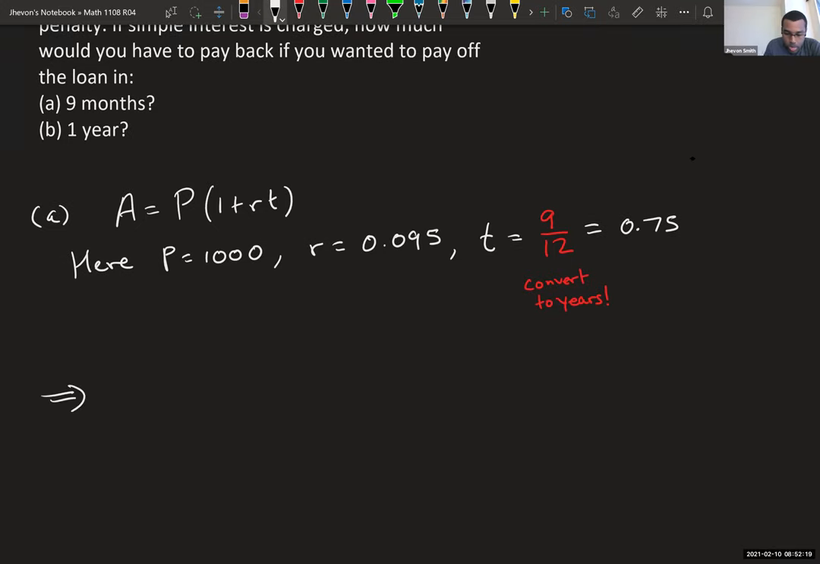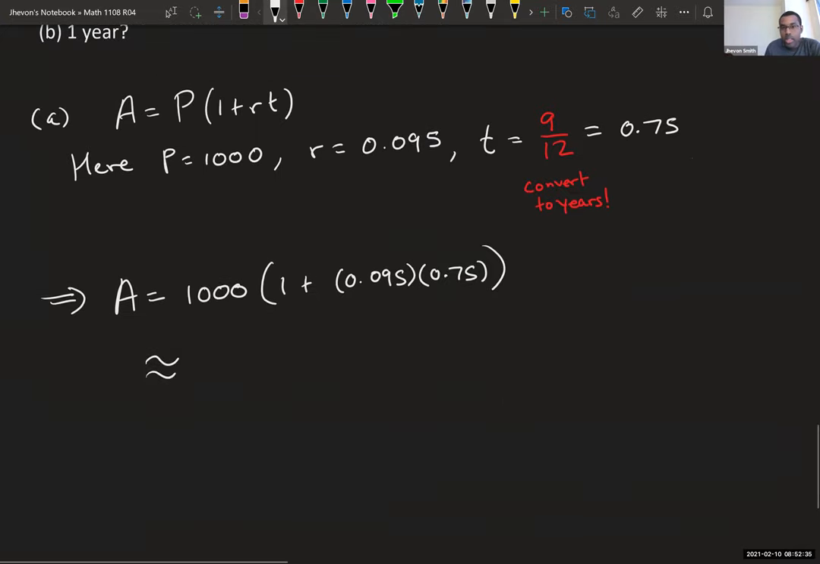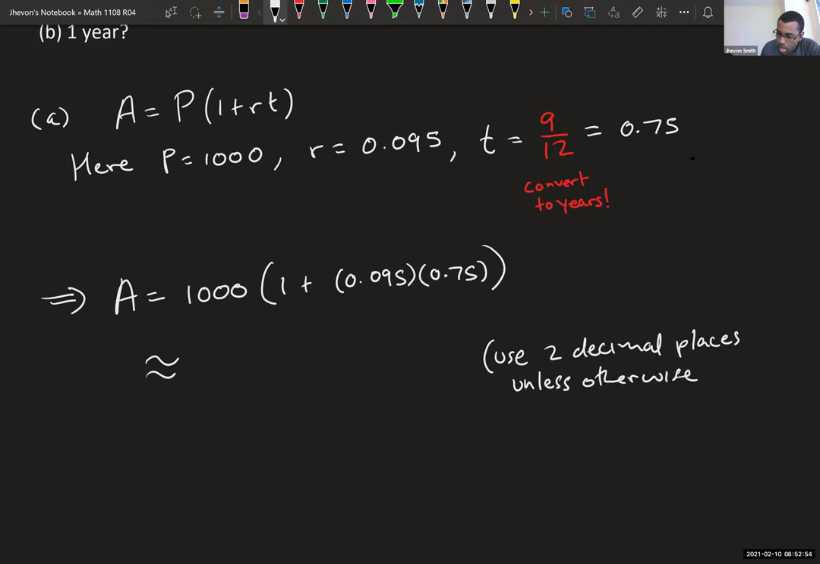So this means the amount you want to pay back is going to be 1,000 times 1 plus 0.095 times 0.75. So that's going to be approximately, so of course this is money, so I expect you to round it to two decimal places unless otherwise stated. Now, this is where you guys come in. Plug this into your calculator and tell me what the answer is.